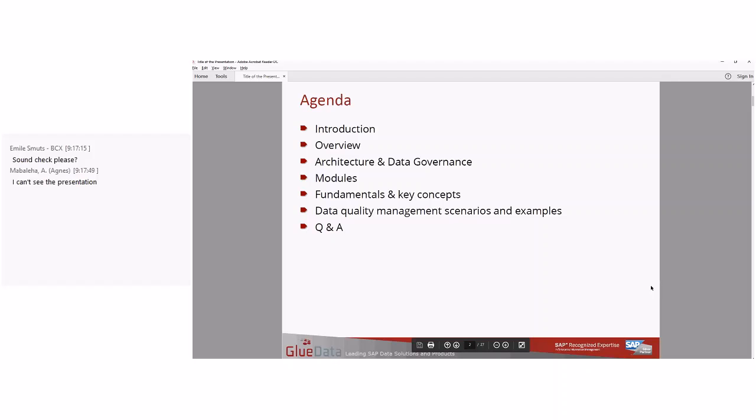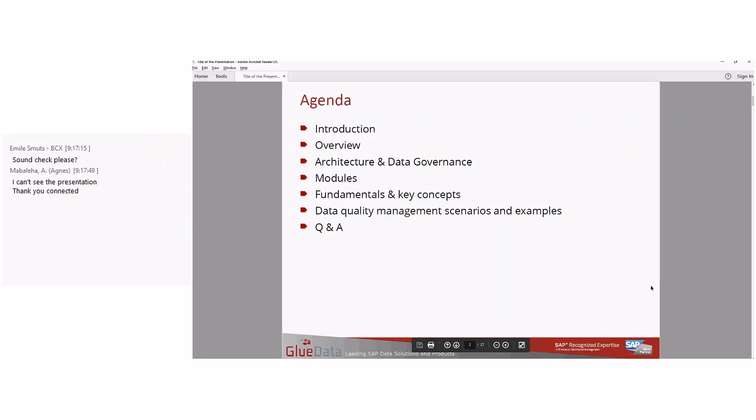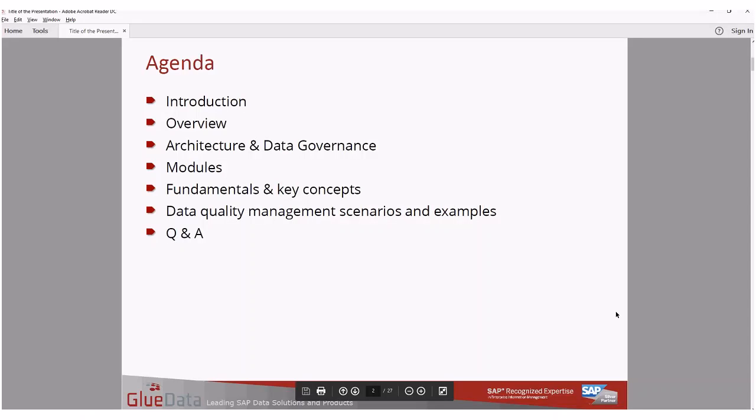And then data quality management scenarios and examples. This is something that's open for discussion. I cover some examples in the presentation, but I find it sometimes provides more value to have a specific scenario at hand, and that's where I might ask some of you: what challenges are you facing? How do you expect or see Information Steward positioned in your organization? Then we can talk through that, and then obviously some Q&A.